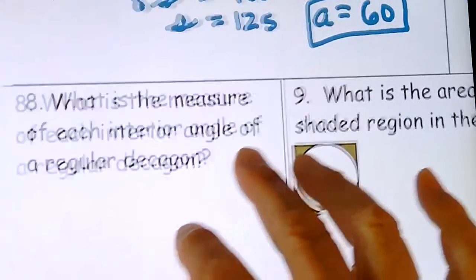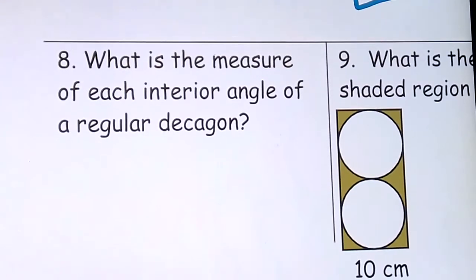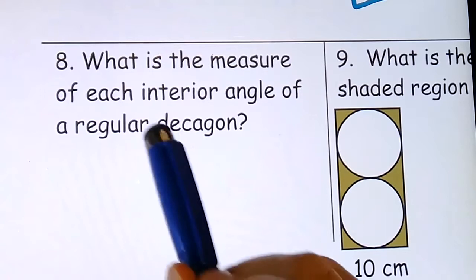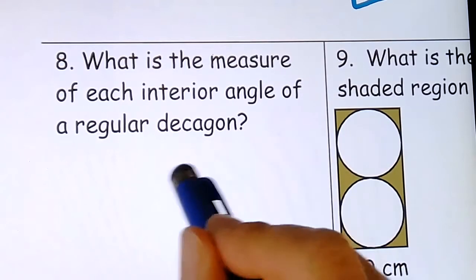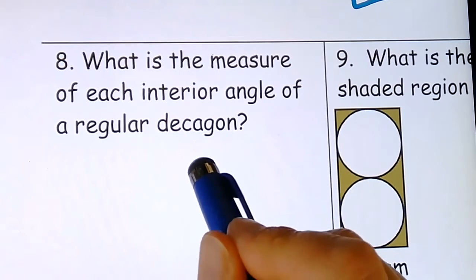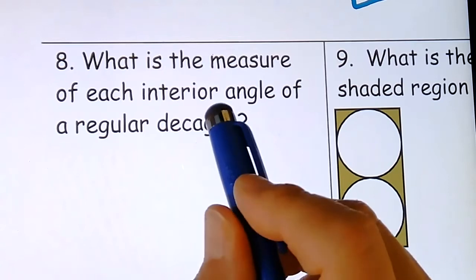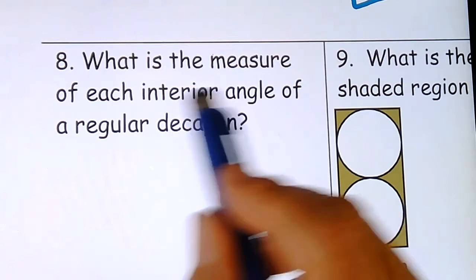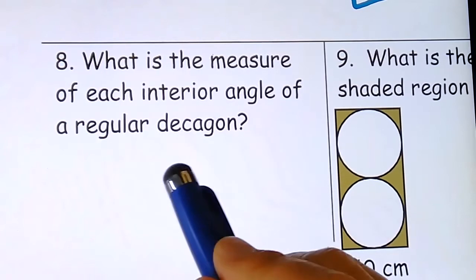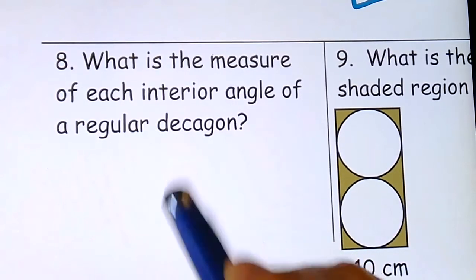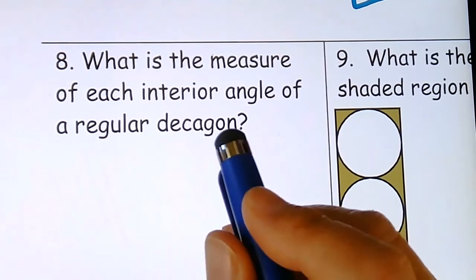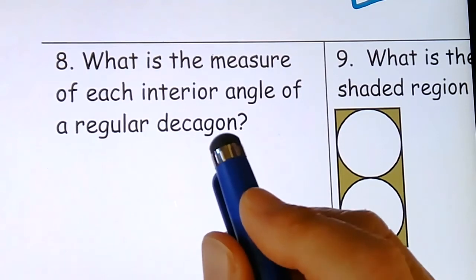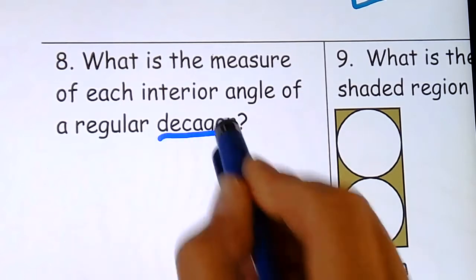On number 8. Okay. So on 8, what is the measure of each interior angle of a regular decagon? Okay, decagon's 10 sides. And so we want to know that, again, so what's the measure of an interior angle of a regular decagon, interior angle? So a couple of ways you can do it. We want one angle. So I'm going to do this. I'm going to go kind of backwards. So I know that it's 10-sided.